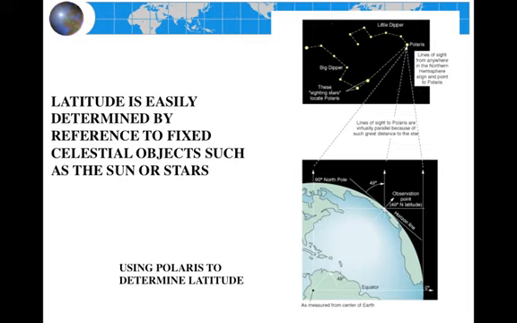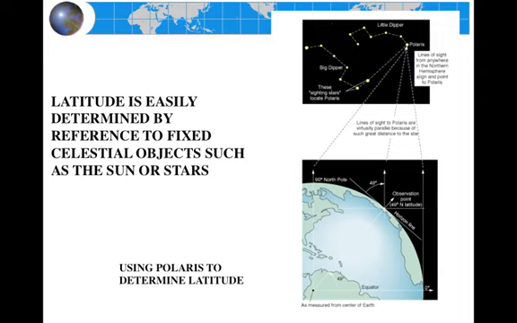Latitude you can easily determine by finding a fixed point. At noon you go out and see where the sun is, and the angular distance between the horizon, which is 0, and the sun will give you latitude. At night, find the horizon and just find the North Star, Polaris, which is in the handle of the Little Dipper. That will also tell you your latitude.